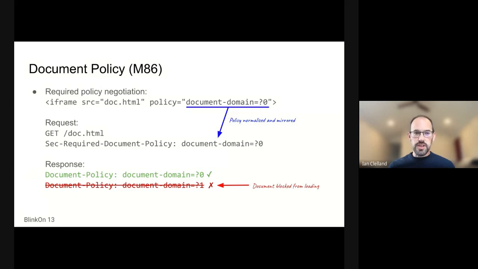Now, there is also a negotiation mechanism defined that hasn't shipped yet. It's still experimental. That would allow you to require a specific policy in a frame. In this case, you can use an iframe attribute to specify the minimum required policy, and that goes out in the Sec-Required-Document-Policy header. We normalize this, and then we just reflect it in that outgoing header. And then the browser checks the incoming policy on the response to decide whether or not to allow that page to load. So it's very much like CSP embedded, if you're familiar with that. And this allows us to define features that might affect control flow in frames. We can introduce those safely to the platform.